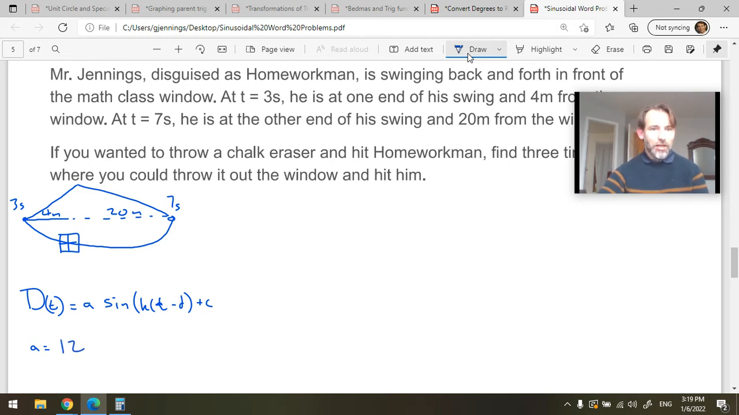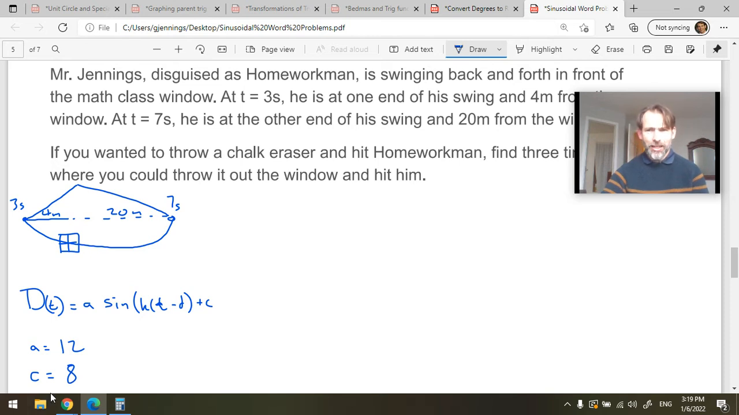Let's talk about C. The middle position here between negative 4 and positive 20: negative 4 plus 20 would be 16, so the average in the middle is 8. My middle position here is 8 meters from the window this way. And you'll notice that cuts it in half. There's 12 on this side and 12 on that side, 8 plus 4. So C is equal to 8.